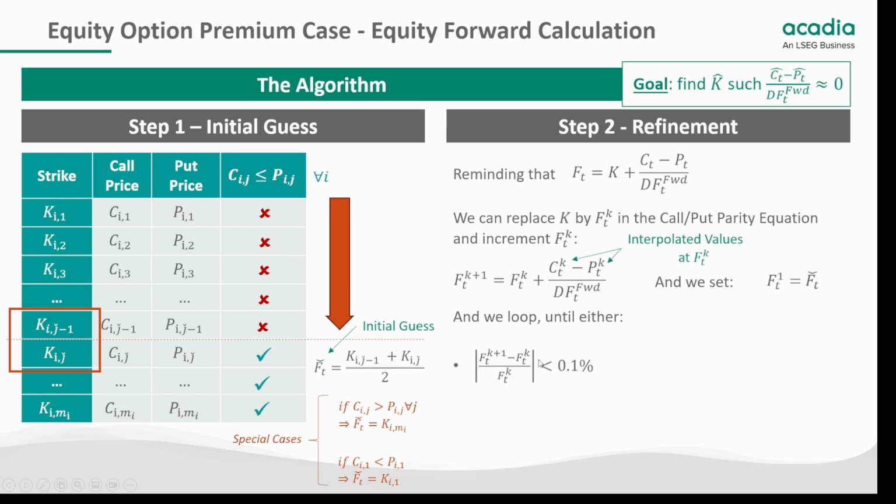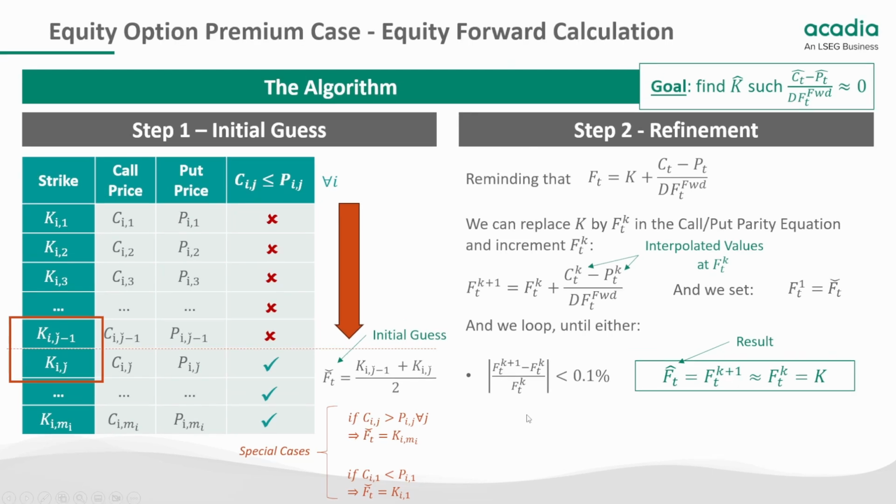The first condition, which is the one we hope to reach, is that we exit when the relative difference between the two incremented forwards is less than 0.1%. That's because when that's the case, it means that the next incremented value is very close to the previous one, which means that this element of the equation, call price minus put price divided by discount factor, is also really close to 0, which means that the non-arbitrage property, which we talked about earlier, is met.